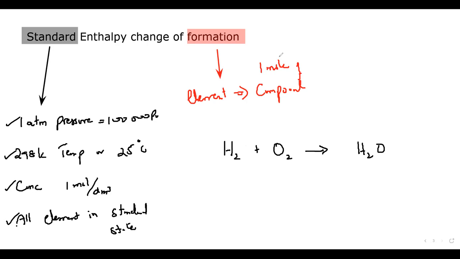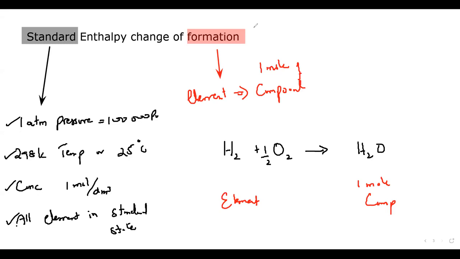We need 2 hydrogen, but we don't need 2 oxygen, we need only 1 oxygen, so here it should be half oxygen. So when elements in their standard state result in the formation of a compound, and the condition is 1 mole of a compound, what we call this energy is enthalpy of formation, and if it is done at standard conditions, we call that energy change the standard enthalpy change of formation.